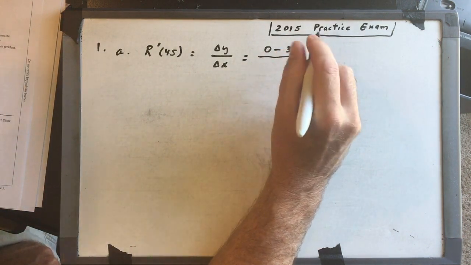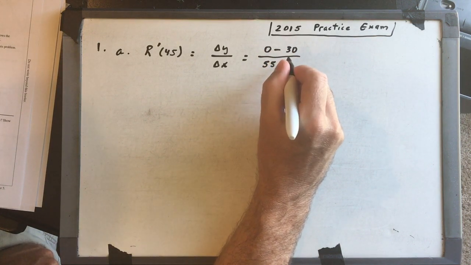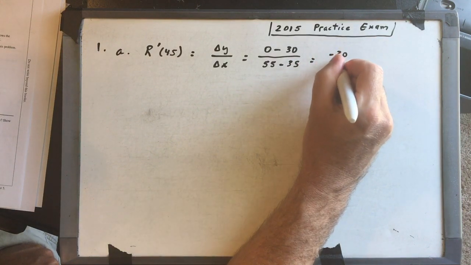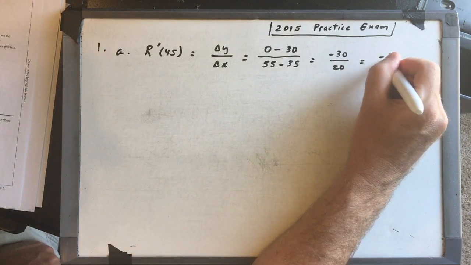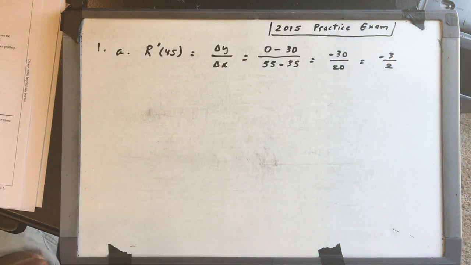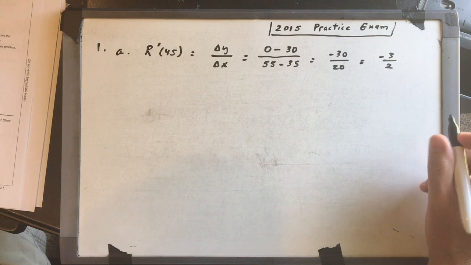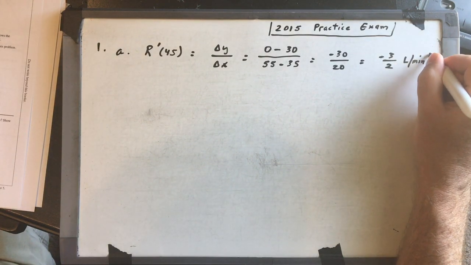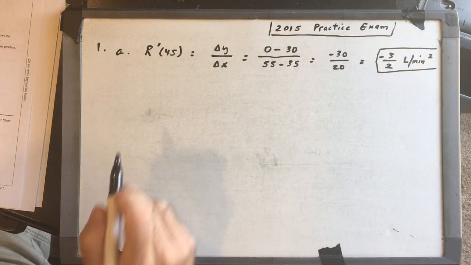And then x2 is 55. And then x1 is 35. So that's going to be negative 30 over 20, so negative 3/2. Okay, and then the unit, just look, it's y over x, so it's going to be liters per minute, so liters per minute squared. Okay, that's R prime of 45.